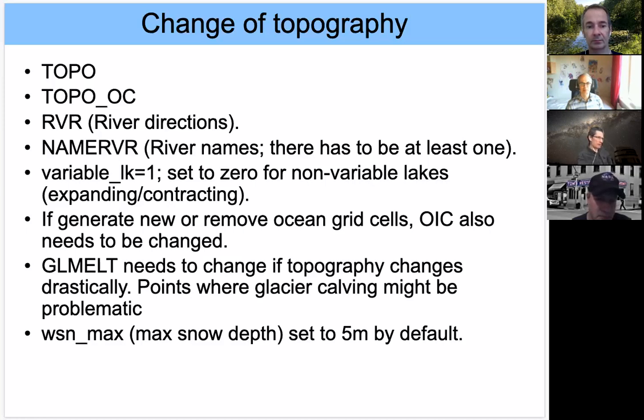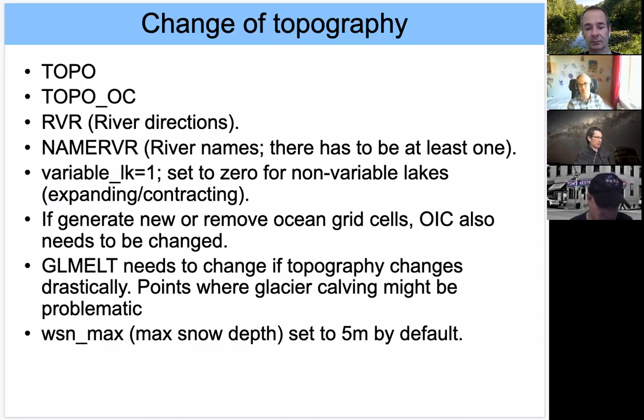Yeah, the OIC file is needed, as Kostas already explained, if you have ocean, so that you need ocean initial conditions. Gel melt is kind of a weird file. It actually specifies where your icebergs go.